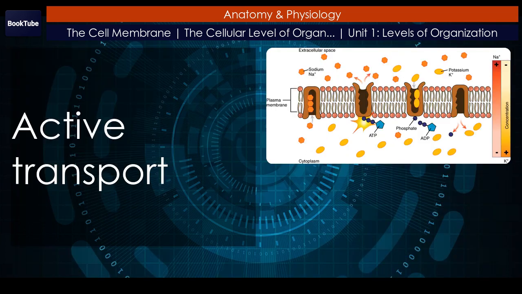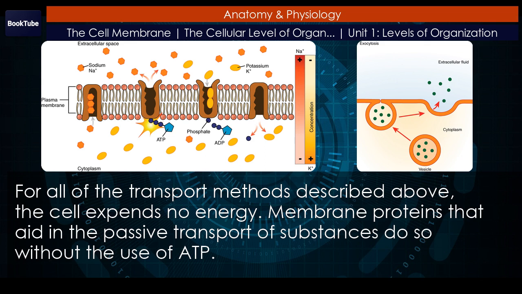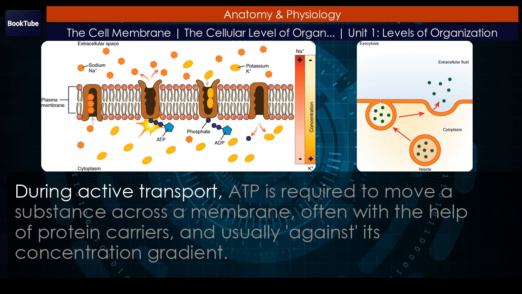Active transport. For all of the transport methods described above, the cell expends no energy. Membrane proteins that aid in the passive transport of substances do so without the use of ATP. During active transport, ATP is required to move a substance across a membrane, often with the help of protein carriers, and usually against its concentration gradient.